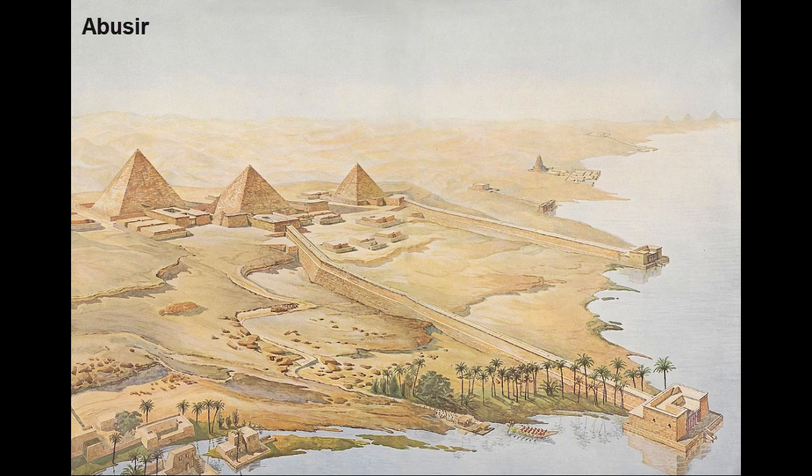So here is an artist's rendering of what the main pyramids at Abu Sir might have looked like. Here is Neferirkare's pyramid, and here is Sahur's. In the distance, you can see Userkaf's sun temple.